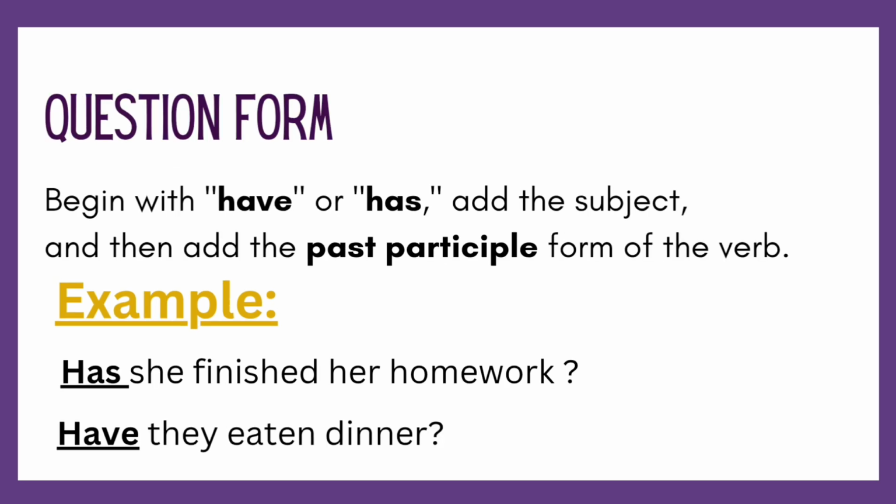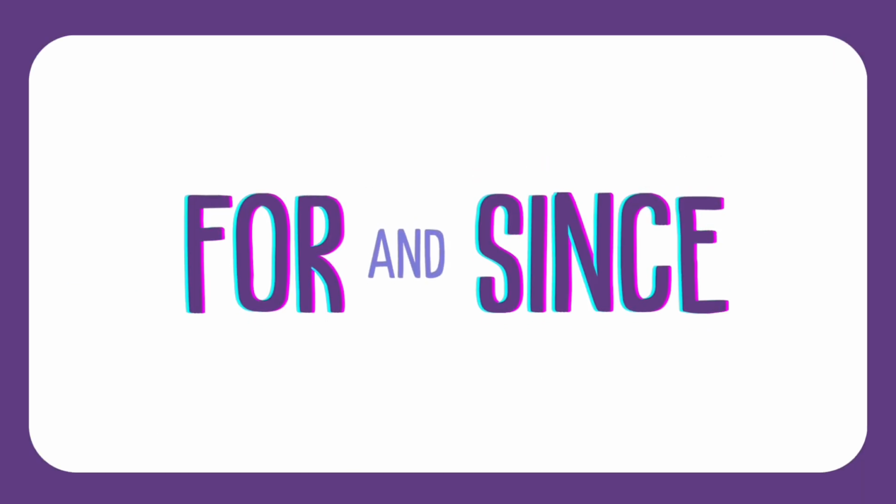And for question form, we always begin with have or has, add the subject, and then add the past participle form of the verb. For example, has she finished her homework? Have they eaten dinner? Now let's discuss some most common time expressions, for and since.